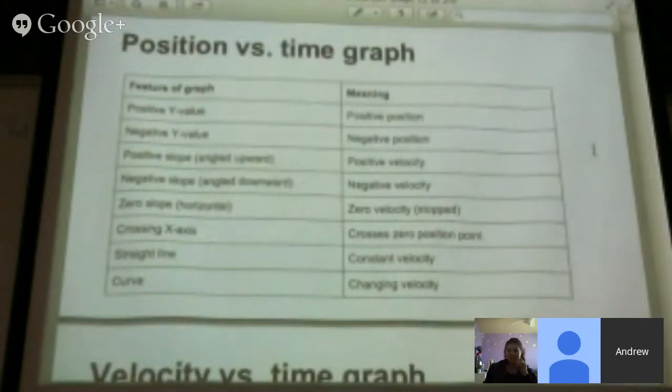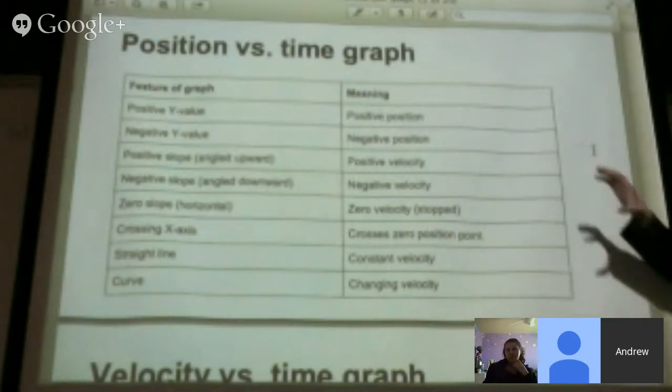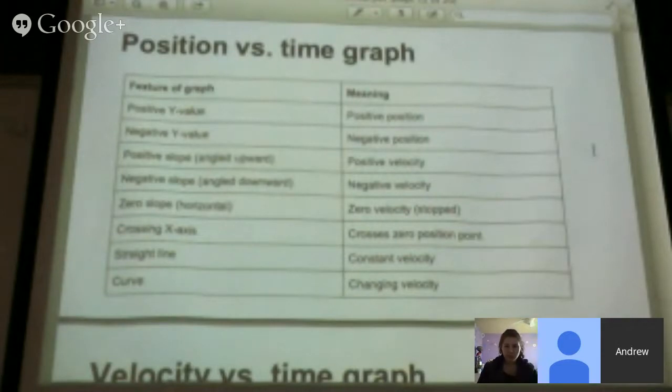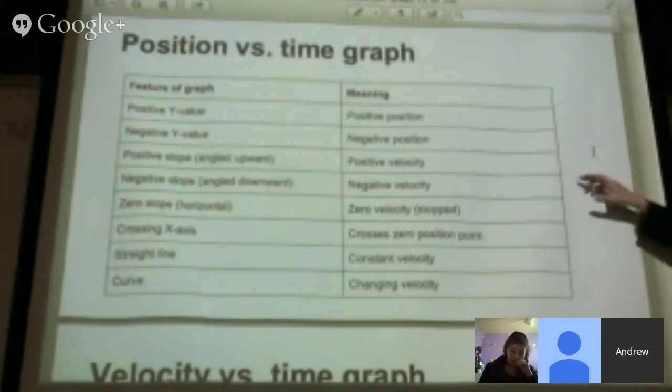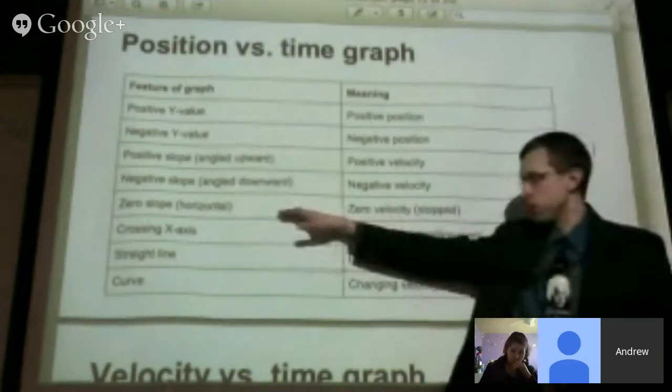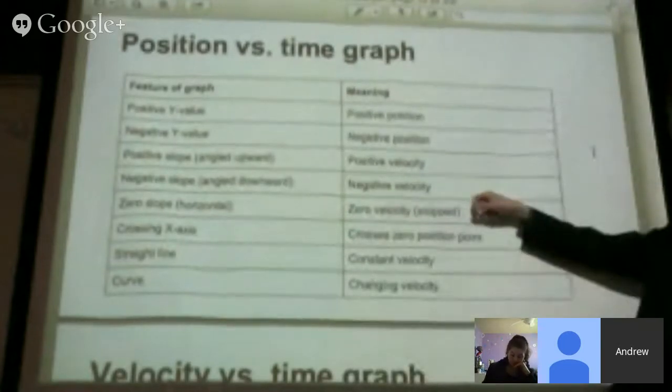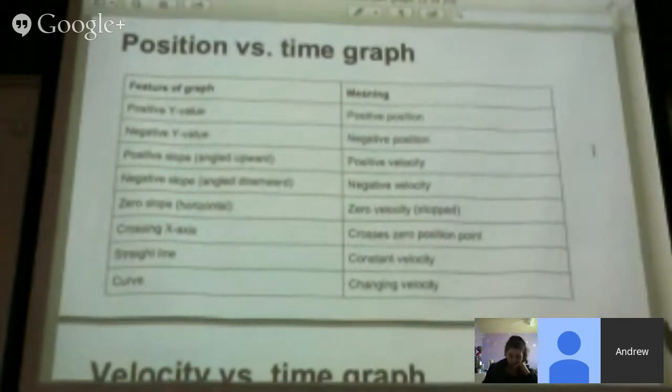I won't go through all of these. I just wanted to show you that these are here. You don't actually have to memorize any of this stuff. It all just follows from knowing the stuff that was on the previous slide. But things like here, we have zero slope on a position graph, that would mean that we have zero velocity. Well, the slope means velocity, so if the slope is zero, yeah, the velocity is zero, it stops.